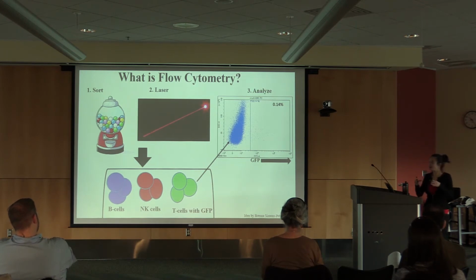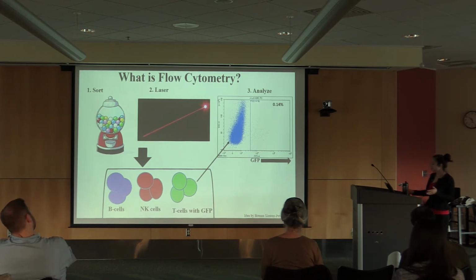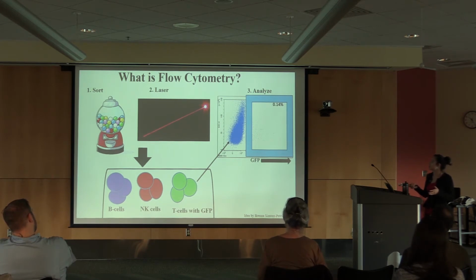So I put it through the machine, it sucks it up, and a laser goes through each one of these cells and measures whether it's glowing green or not. And then we go to analysis, and this big blue population is my non-activated cells. And then within this box, each one of these dots represents a green glowing cell. And that's how we're able to measure HIV reactivation using flow.